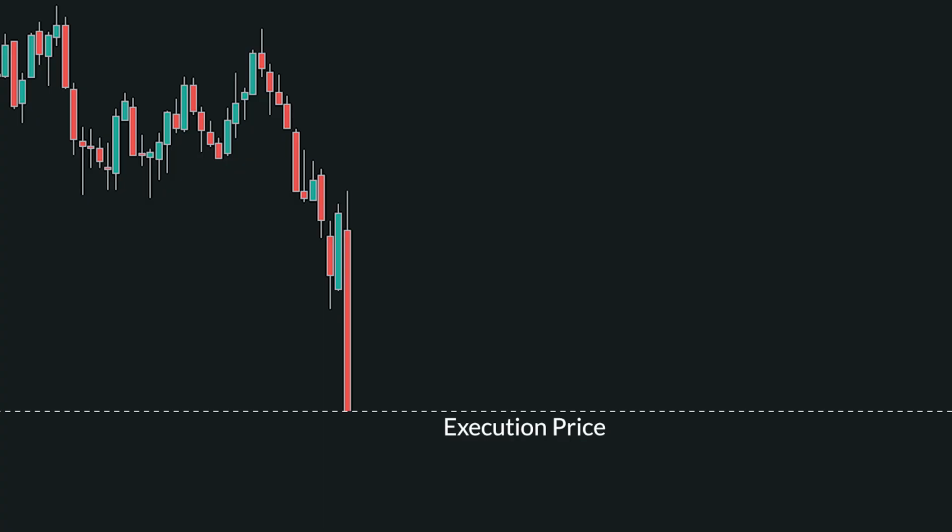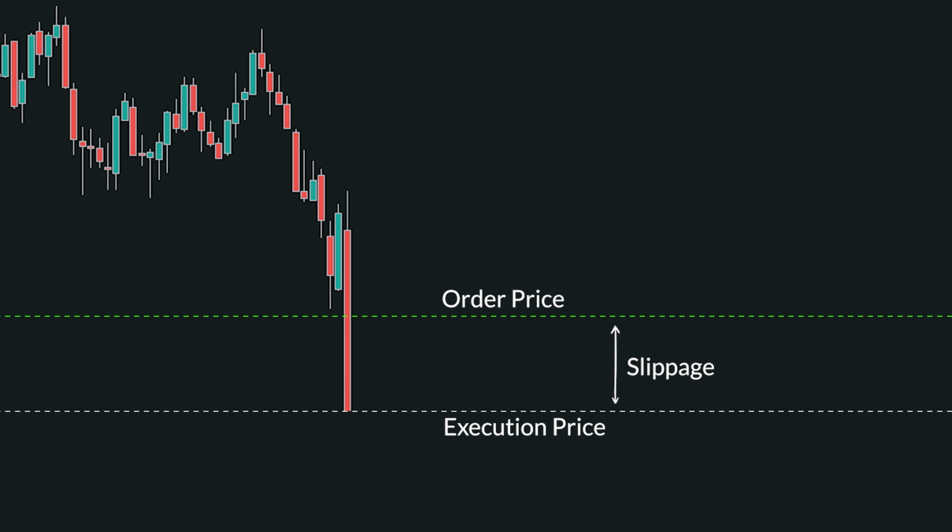Slippage is something that's important for traders to understand and be aware of, but most traders neglect it until it's far too late and they've already been negatively impacted by it. Now, if you want the short explanation, slippage is basically when the price that your trade is executed at, so the price that you get on the trade, is different to the price when you placed your order.